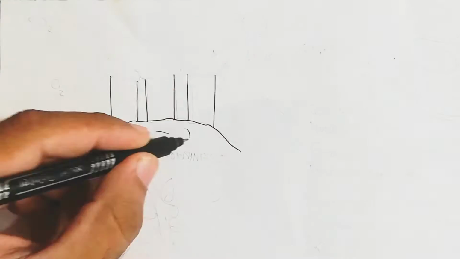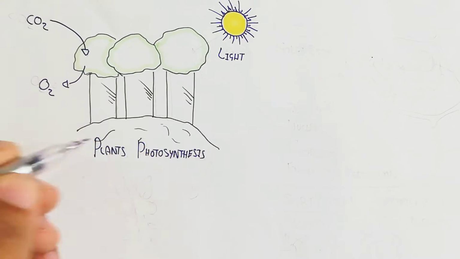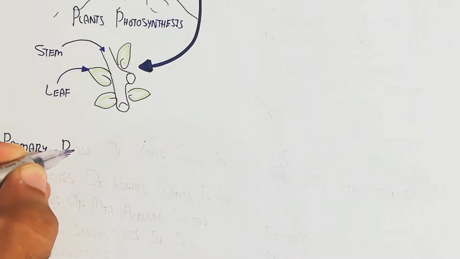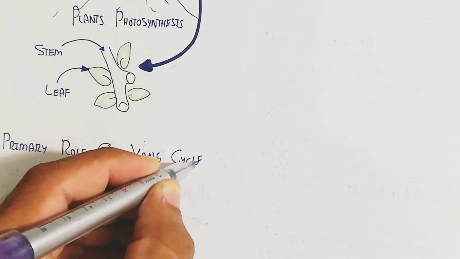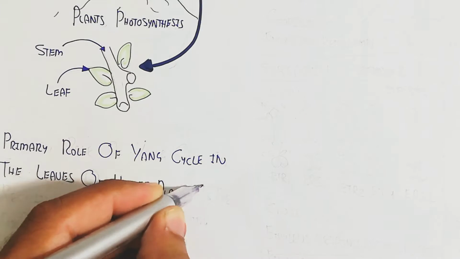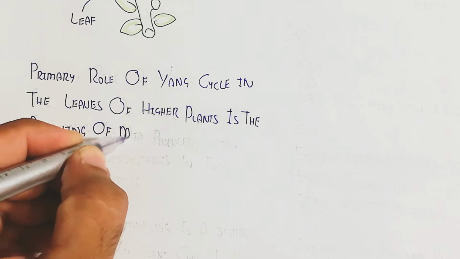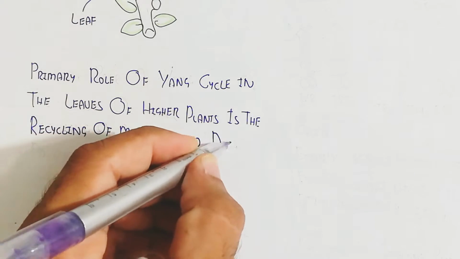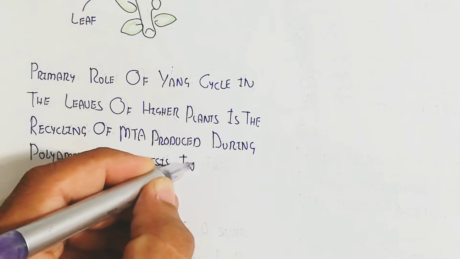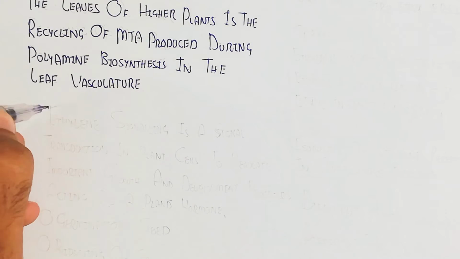Hello, in this video we will discuss the ethylene absence and presence signaling pathway and what will be changed. This is the plant, which is used for photosynthesis, development and growth. The stem is used for transportation while the leaf is used for photosynthesis. The primary role of the Yang cycle in the leaves of higher plants is the synthesis of ethylene, recycling of MTA produced during polyamine biosynthesis in the leaf vasculature.